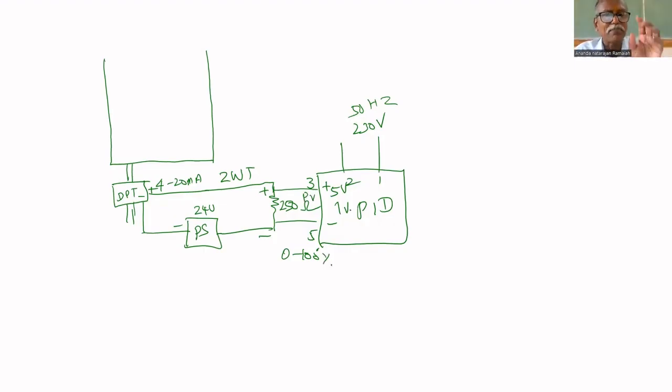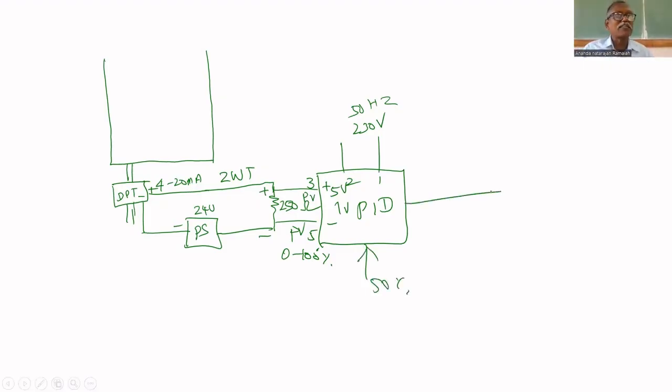That PID controller has pin number 3, 5. You are giving that process variable. The set point you can adjust inside. That display will come. You can adjust the set point. Set point is given as 50%.